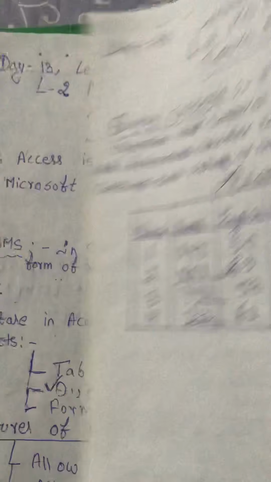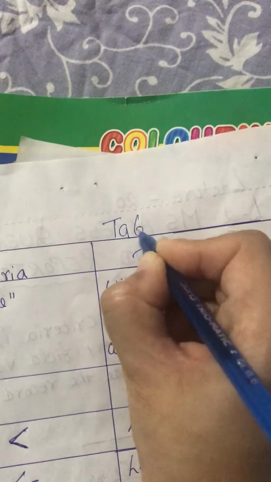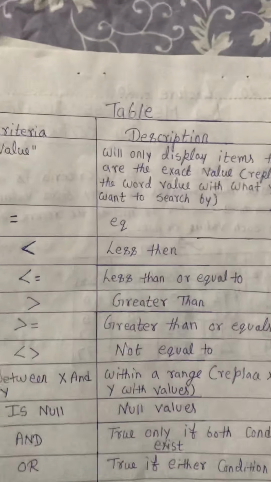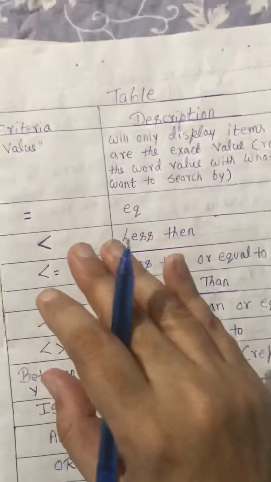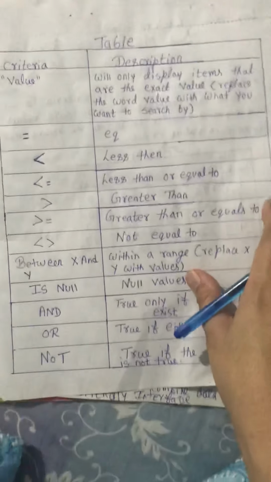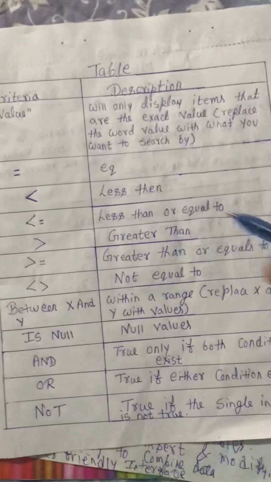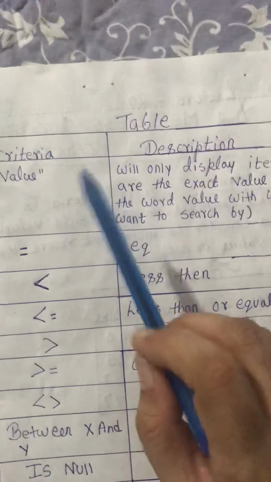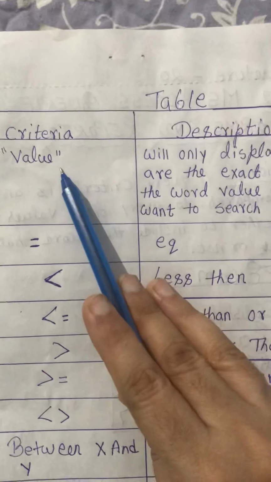So now here is a table of different criteria. It is a table of query criteria. Today I am only giving you the description of query criteria. In our next videos we will see how to create the query and how to create the query criteria. Today we are only taking examples and descriptions. So the first criteria is value.